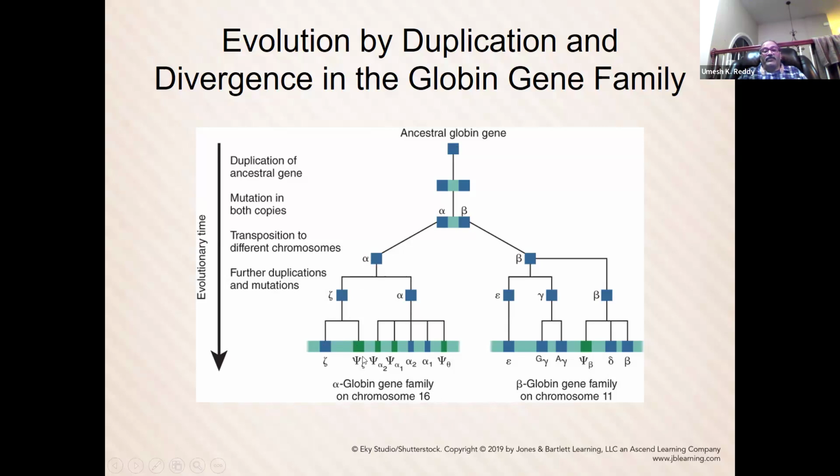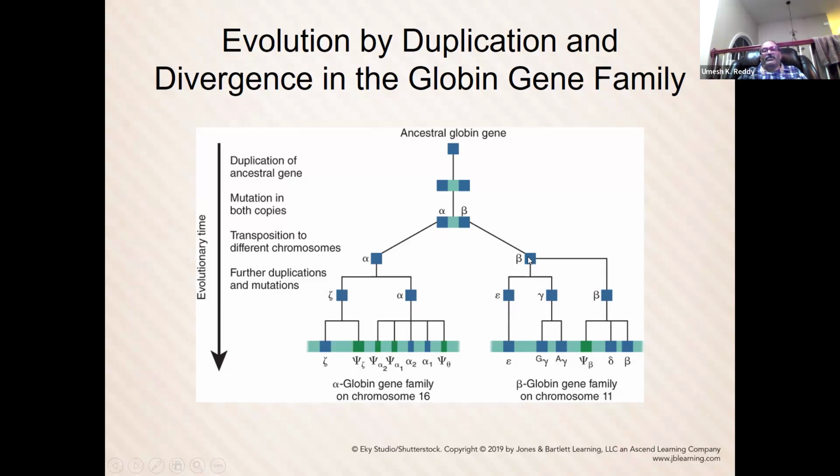And then this signal is for pseudo. So zeta became pseudo here. Alpha 2 is pseudo here. Alpha 1 is pseudo here. And then alpha 1 and alpha 2 are functional genes here. So the alpha gene is also two kinds, alpha 2 and alpha 1. So all these genes, these pseudogenes and functional genes that are there on chromosome 16 as a cluster, is called the alpha globin gene family.